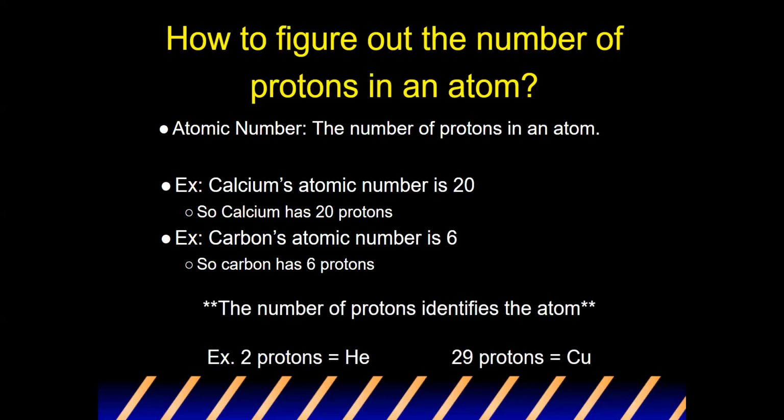The atomic number, again, which is the number of protons, identifies the atom. There are no 2 atoms or elements out there with the same number of protons, unless it's the same element. So if you have 2 protons, looking on your periodic table, you can identify that as helium. 29 protons, copper, because that is the atomic number. So finding out the number of protons, super easy. Looking at your atomic number and you're done.